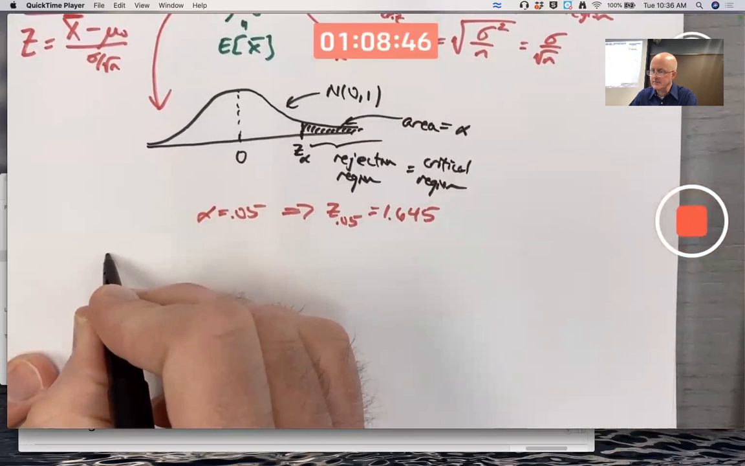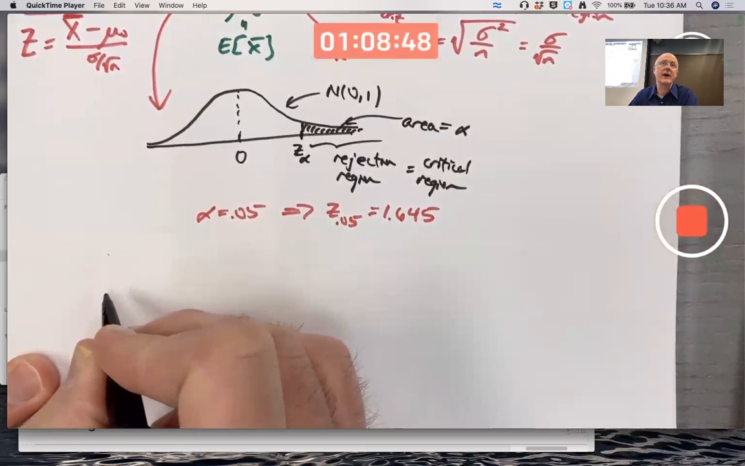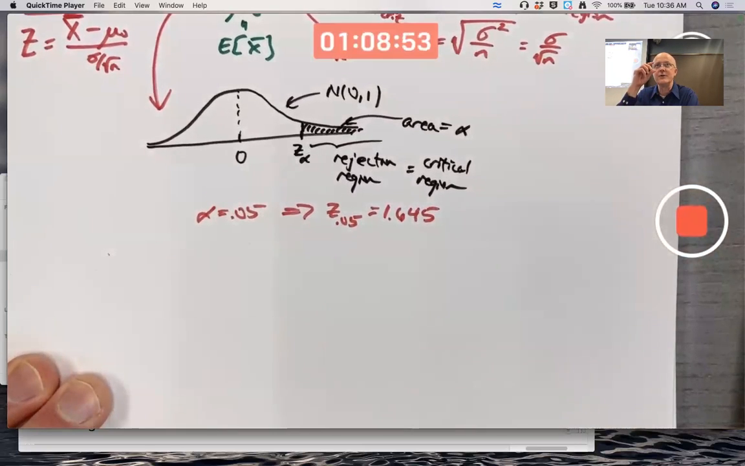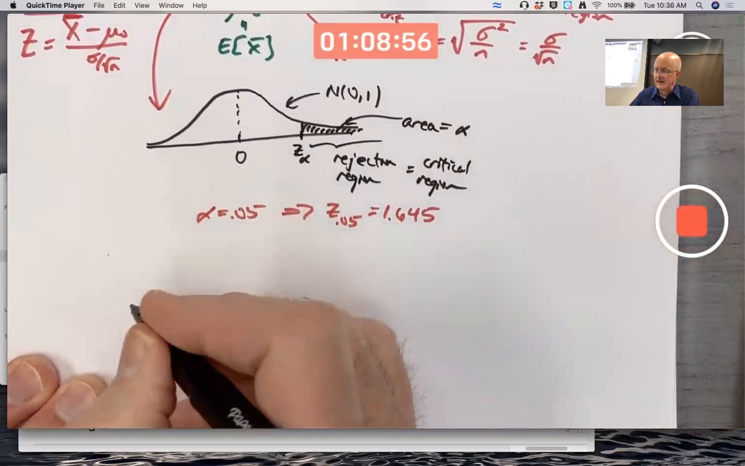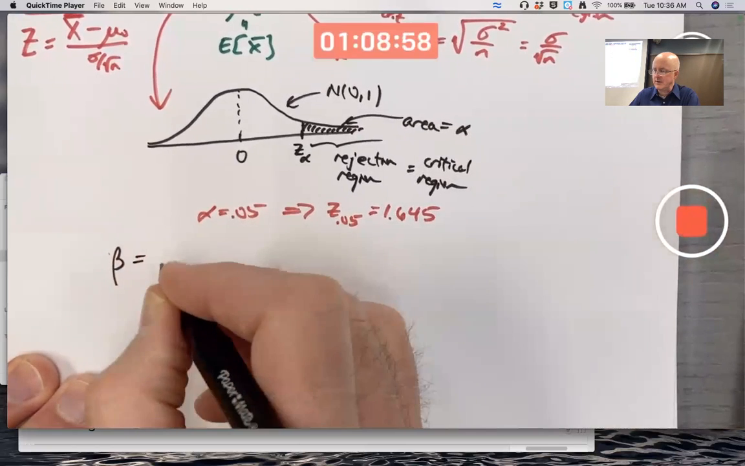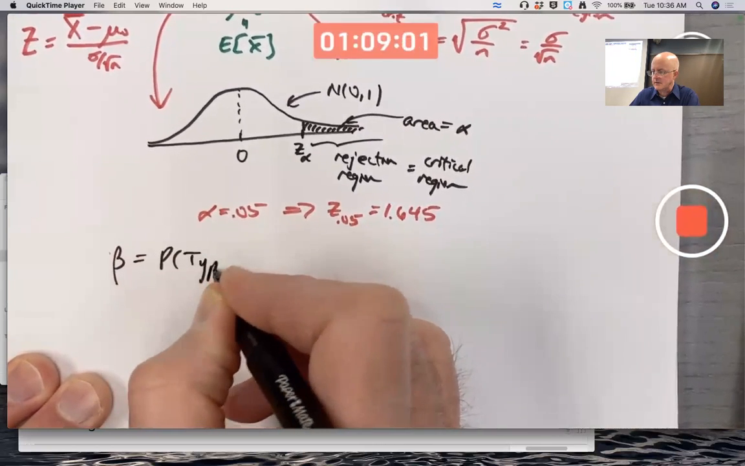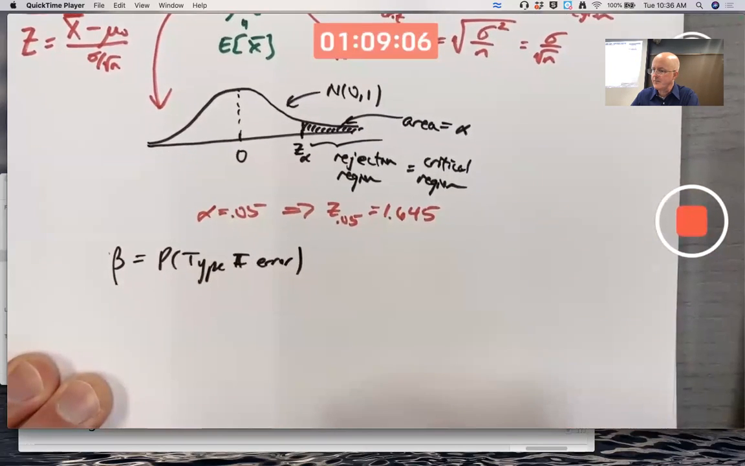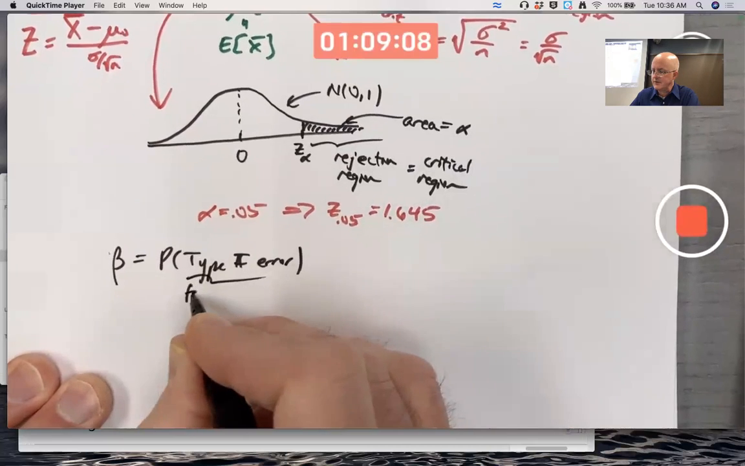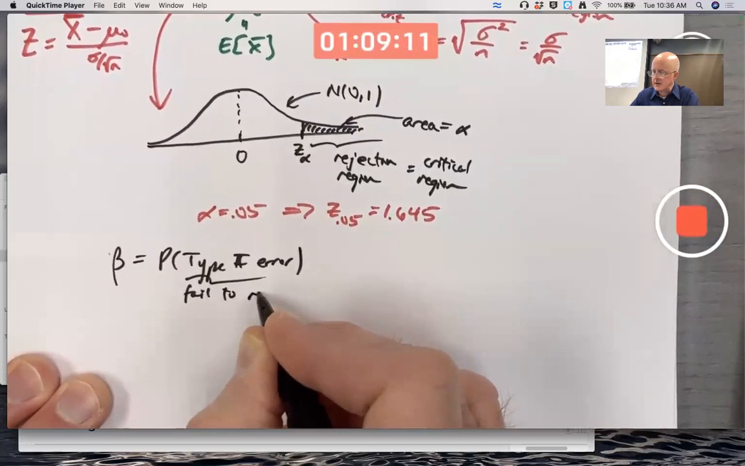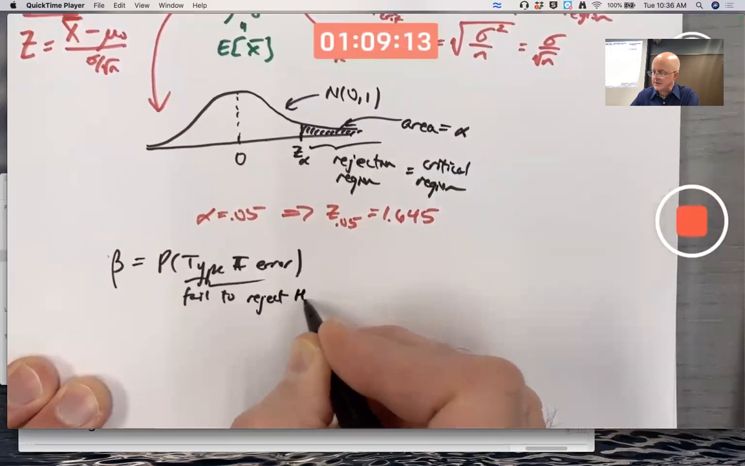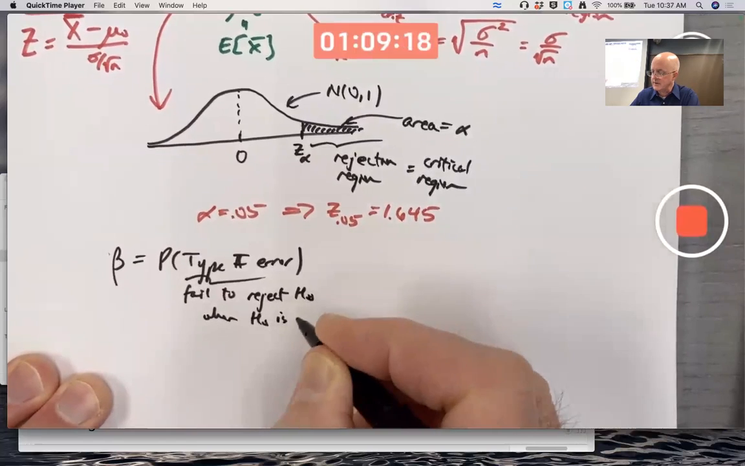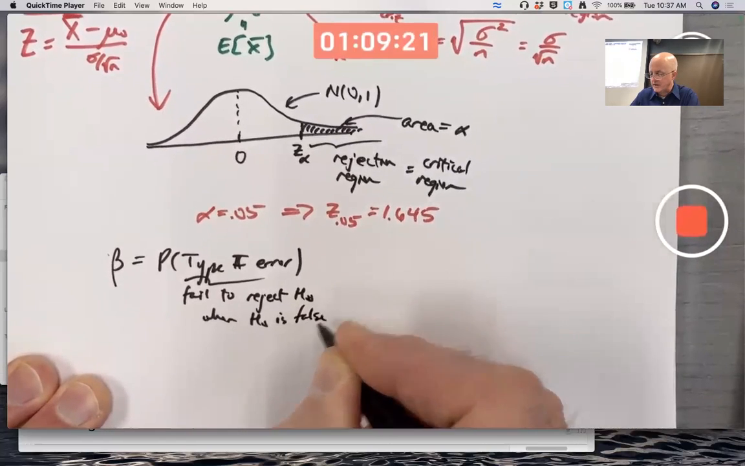A type 2 error is when you fail to reject the null when you should have, because the alternative is true, meaning you failed to convict that guilty person. Beta is the probability of a type 2 error. Fail to reject H0 when H0 is false, when H1 is true.